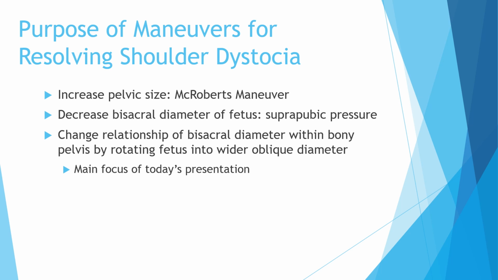A lot of times the nurse in the hospital setting will be asked to push because your goal is trying to shrink the space for the baby to get the shoulders through. Changing the relationship of the bisacral diameter with the bony pelvis by rotating the baby. So that's why different positions, the Gaskin maneuver, is really helpful. You're trying to get the baby to rotate to the bigger part of the pelvis versus forcing the baby out.